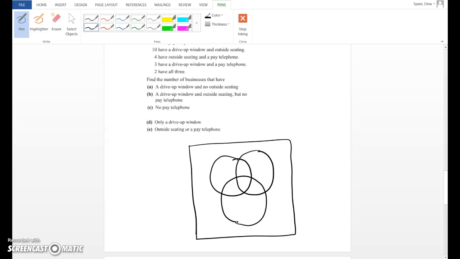When you're making a Venn diagram with 3 sets in it, just draw the circles kind of large, because all these little sections are going to have numbers in them, which represent the number of elements in each little subset. Let's label these. Let's say this circle, the first one I drew, represents the ones with the drive-up window. This one over here, the second one I did, has outside seating.